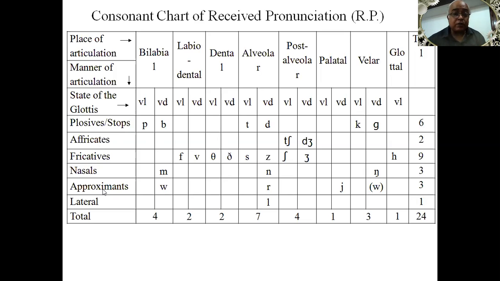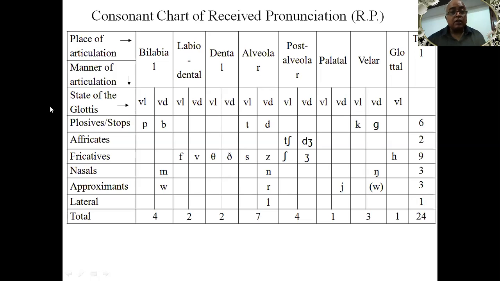Now the first nasal here is M. M is a voiced bilabial nasal. See, these nasals and plosives are very similar. The plosives are oral and nasals are not oral. The oral cavity is closed here. It's voiced because the vocal cords are held loosely together. When the air passes through, there is a lot of vibration.